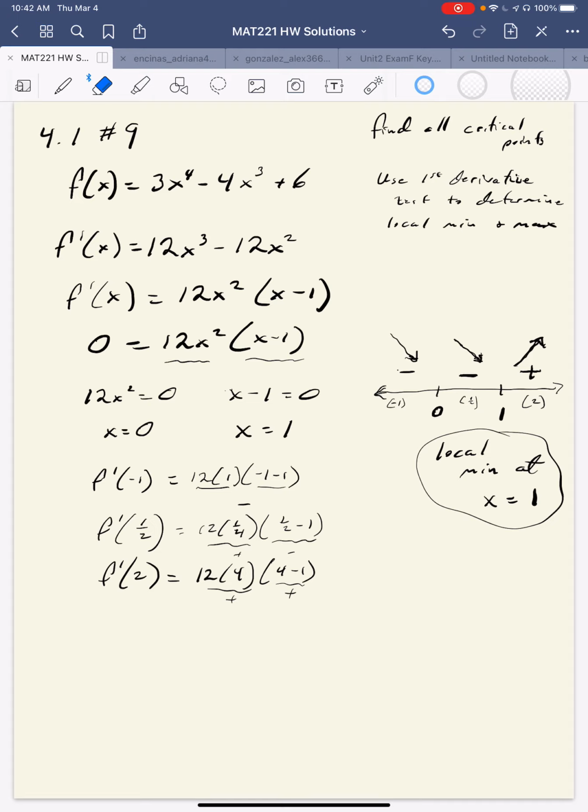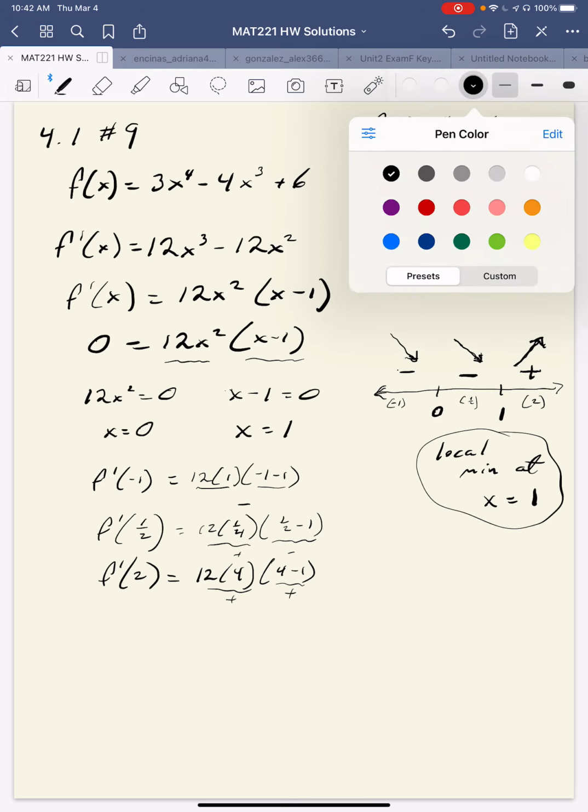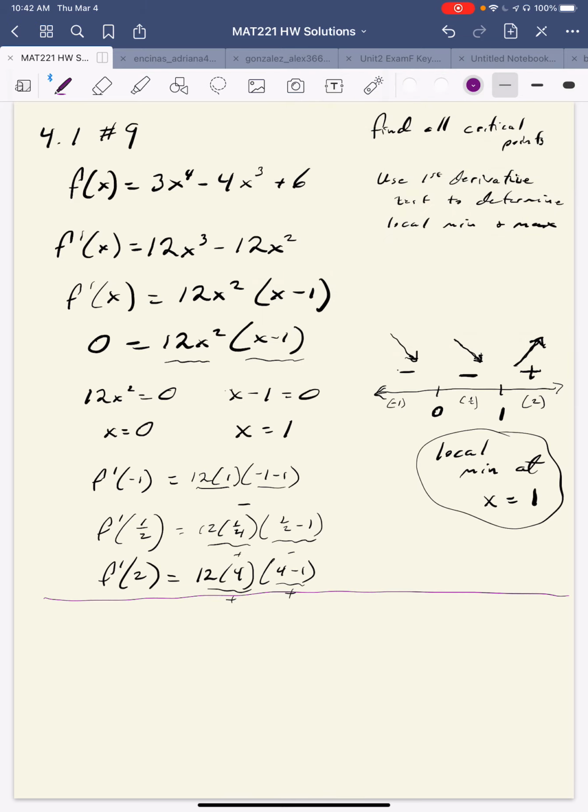It doesn't ask us to, but I also want to show how you can find that this would be a local minimum using the second derivative test. If I use the second derivative test, f double prime of x would be, and I'm going to go back to the equation up here to take the derivative, because it's a lot easier to take the derivative of two separate terms. Again, I use the power rule, and I would get 36x squared minus 24x. That's my second derivative.